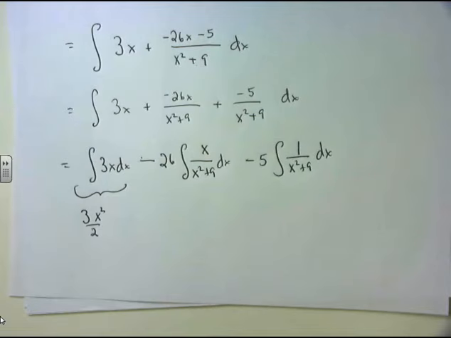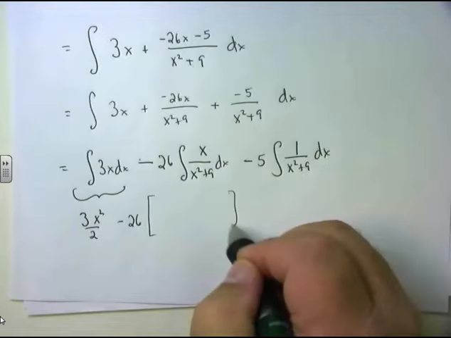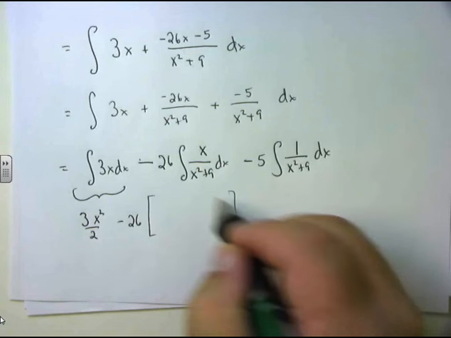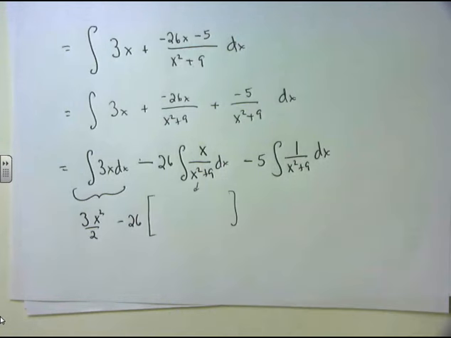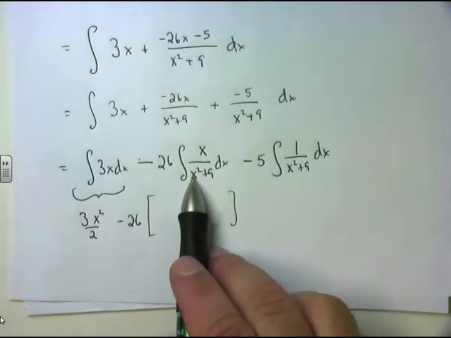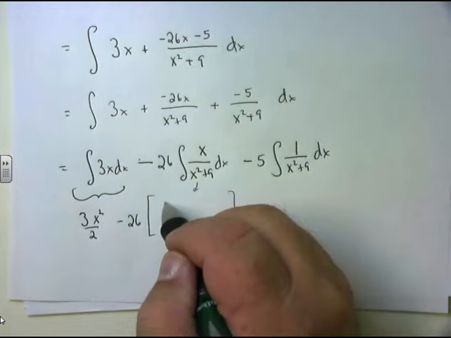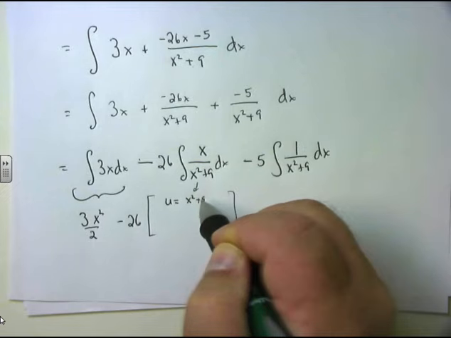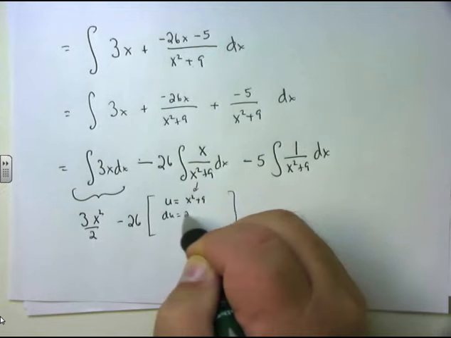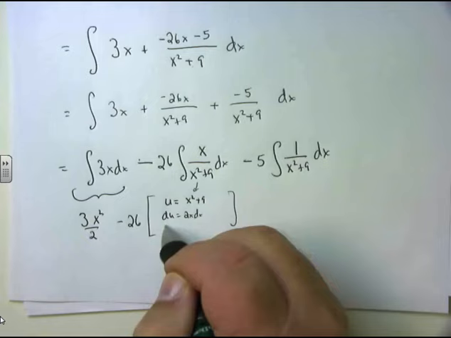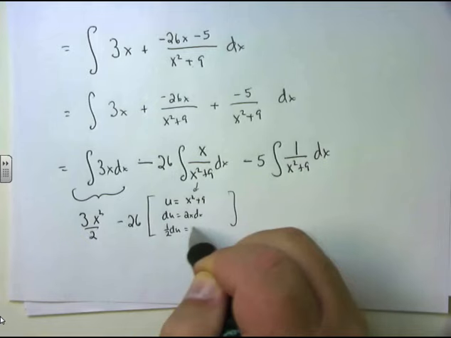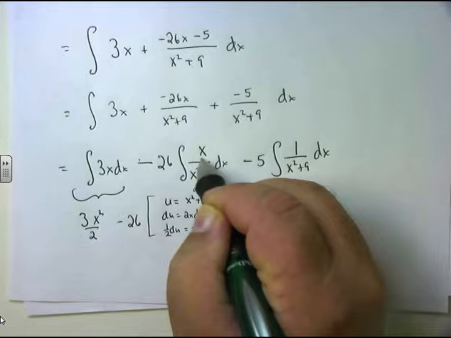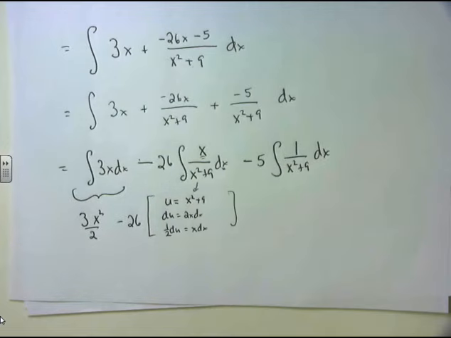Minus 26 is a constant, but in here, what technique would I use? Well, this is not a formula I have memorized. It's not the arctangent formula because you need a constant up top. So I'm going to use u-substitution. I would let u equal x squared plus 9. That makes du equal to 2x dx. Move the constant to the side: 1/2 of du equals x dx, which is in the problem. So u-substitution is appropriate here.